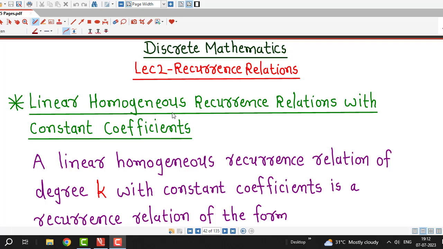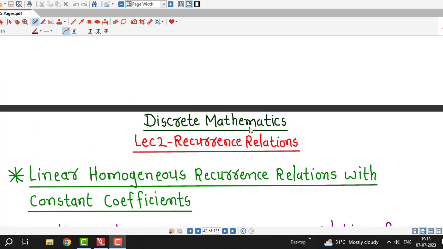In this lecture, we are going to classify the recurrence relations. We are going to discuss linear recurrence relations, homogeneous recurrence relations, the meaning of degree of a recurrence relation, as well as the coefficients of terms of the recurrence relation.